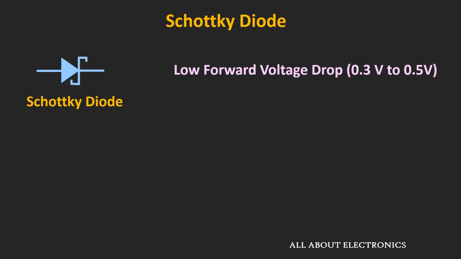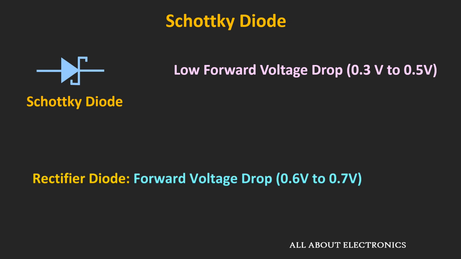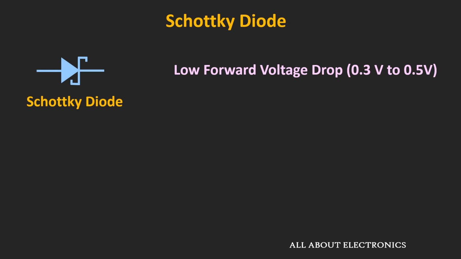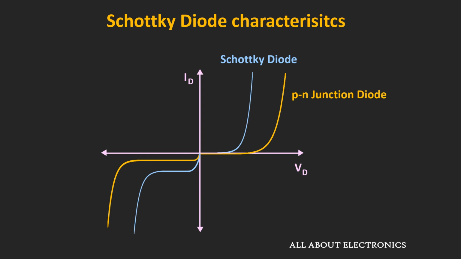Now typically if you see any silicon rectifier diode, then the voltage drop of that diode used to be in the range of 0.6 to 0.7 volt. But for the Schottky diode, this voltage drop used to be in the range of 0.3 to 0.5 volt. And it is also evident from the VI characteristic of this Schottky diode.